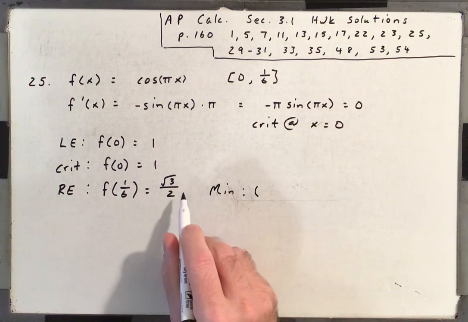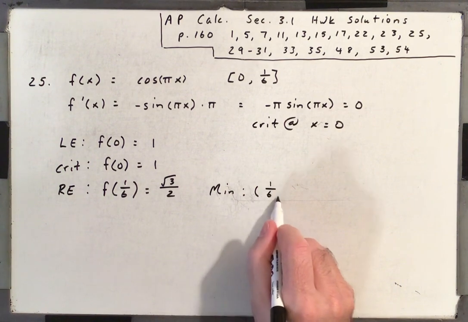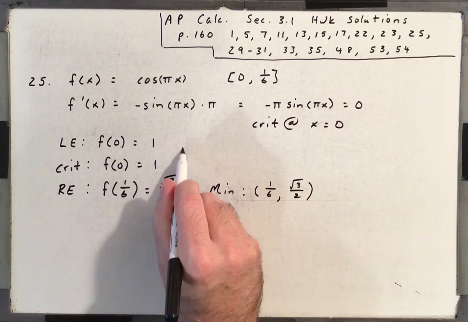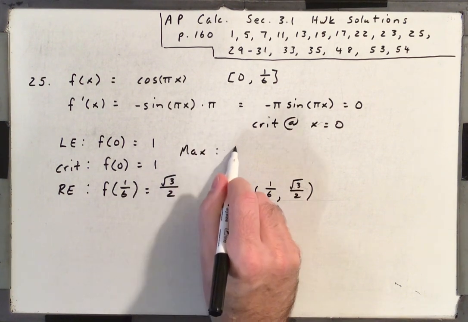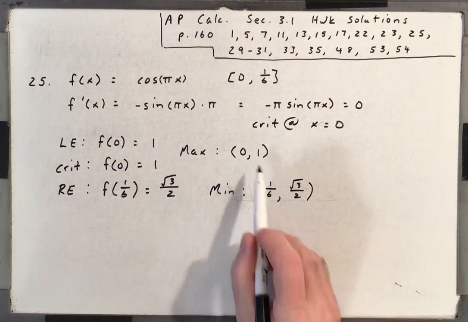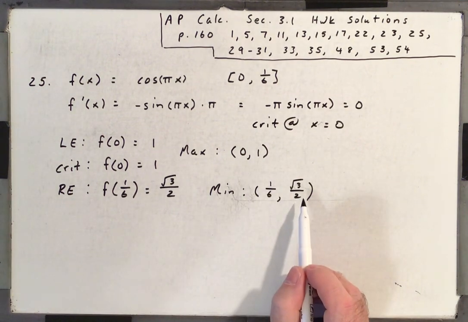So we have a min that occurs at 1/6, root 3 over 2. And then we have a max at 0, 1. Okay, so 1 is a little taller than the square root of 3 over 2.